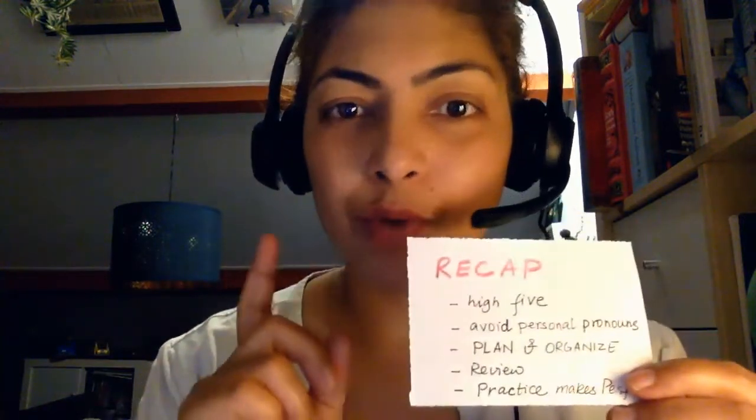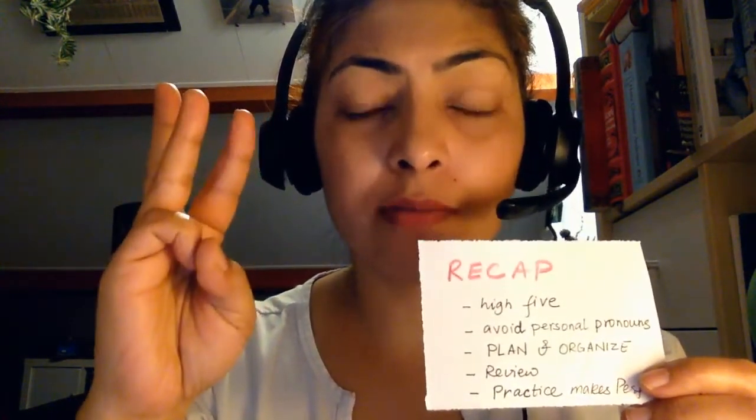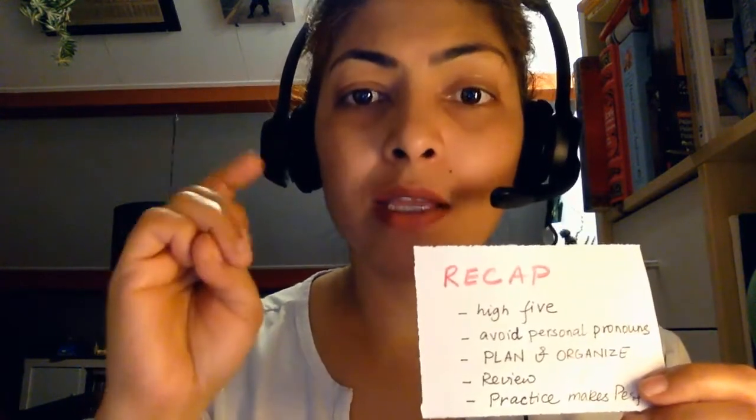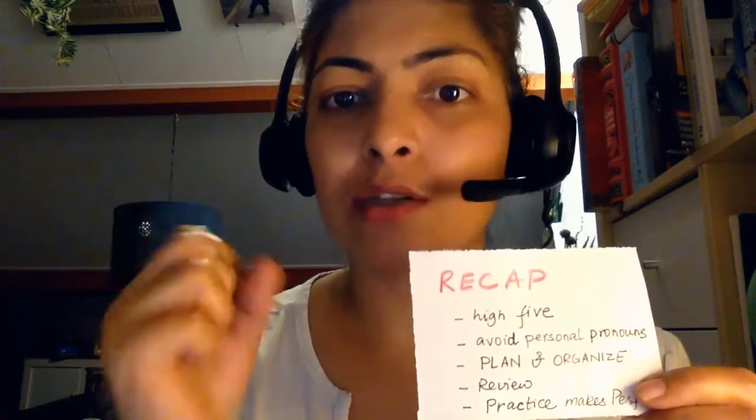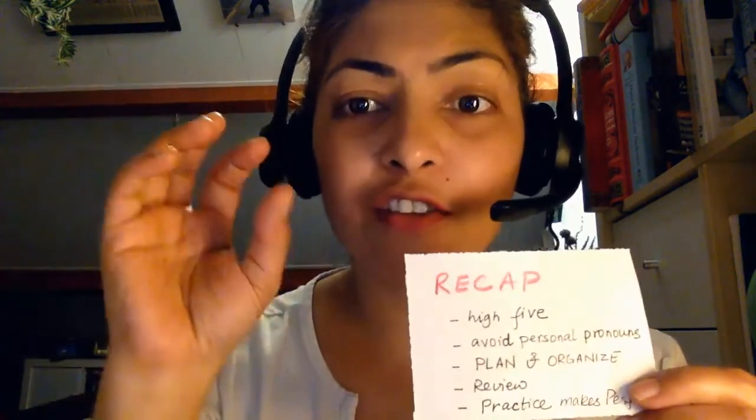And then finally, the recap. No matter what type of essay it is, remember the high five. An essay has three basic parts: the introduction, the body, and the conclusion. The introduction and the conclusion comprise one paragraph each, the body at least 3 paragraphs, right? So the high five: introduction, 3 paragraphs of the body, and conclusion. Don't forget the high five.